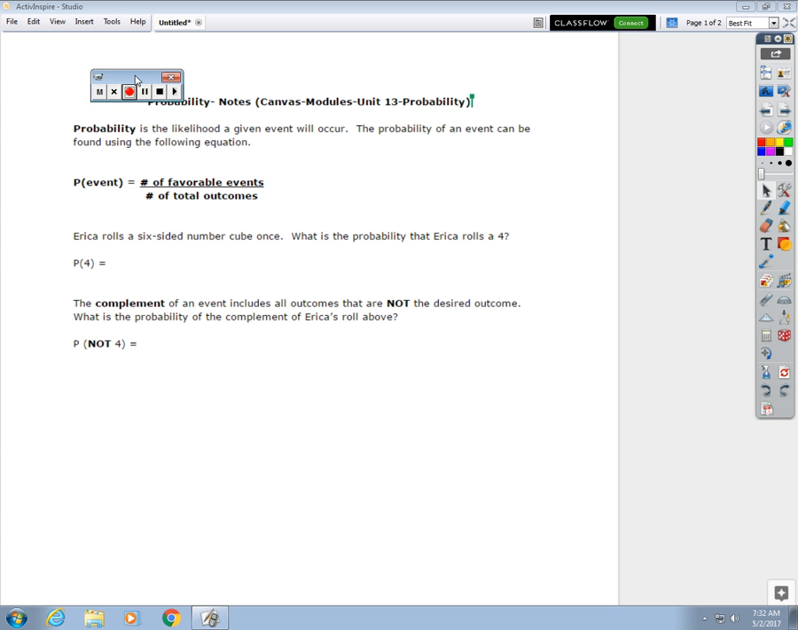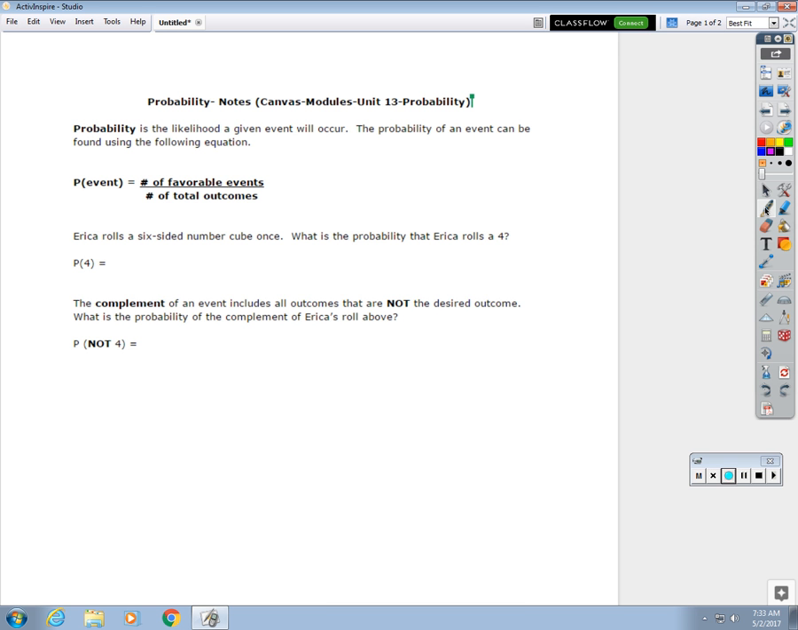Our notes and your assignment today is going to be over probability. We have a definition. Probability is the likelihood a given event will occur. Probability of an event can be found using the following equation. What it means by the likelihood of an event occurring is, what are the chances of something happening? When we need to figure out the chances of something happening, we have to think about how many possible things could happen versus what we want to get out of the event.